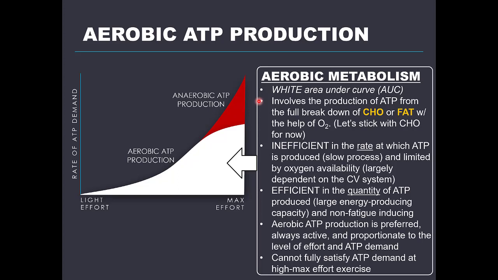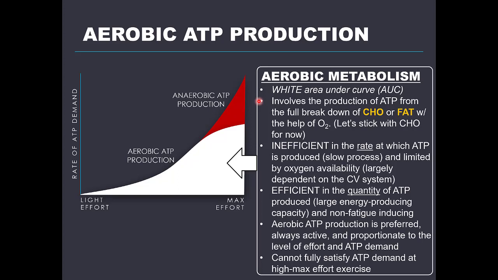Aerobic ATP production involves the full breakdown or oxidation of carbohydrate or fat with the help of oxygen. So again, the carbohydrate fuel molecule is glucose 6-phosphate, which can be derived from glucose that is taken up from the blood or glycogen that is stored in the muscle cell. The fat fuel molecule is referred to as a fatty acid, which is the simplest form of a fat molecule in the body. So in summary, the fuel sources for aerobic ATP production are carbohydrate, which is the glucose 6-phosphate from glucose or glycogen, as well as fatty acids.